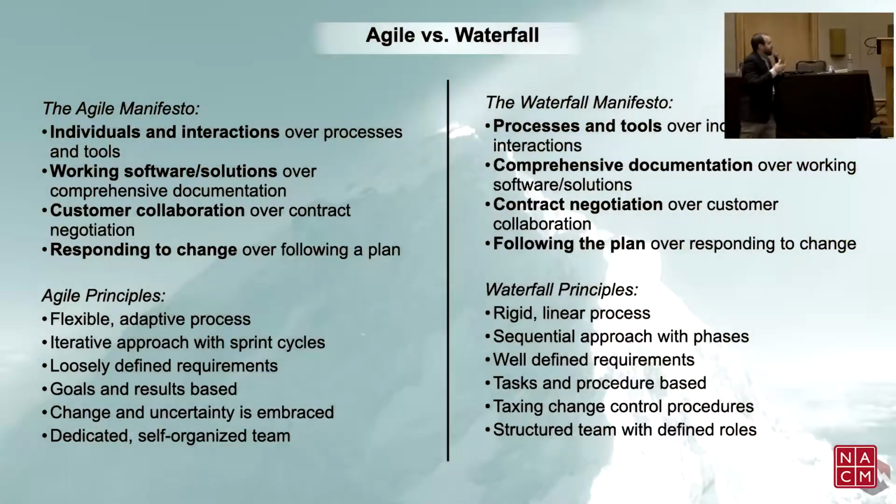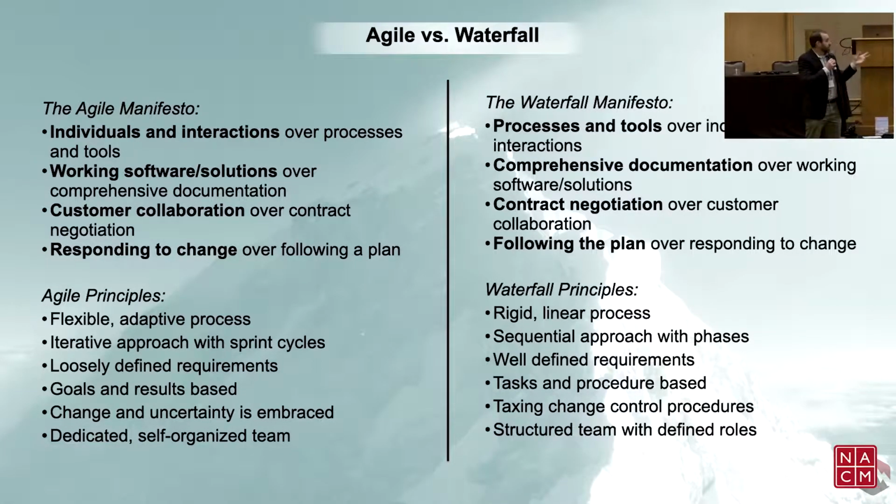So here are the principles. It's a more flexible, adaptive process. An iterative approach with sprint cycles, as we'll talk more about in a minute. Loosely defined requirements. It's more goals and results based over tasks and procedures based. I would say that's a big differentiator. And as humans, it feels good for us to check things off a task list. I've caught myself in the past writing down things I've already done just so I can check them off. And many of you have as well.